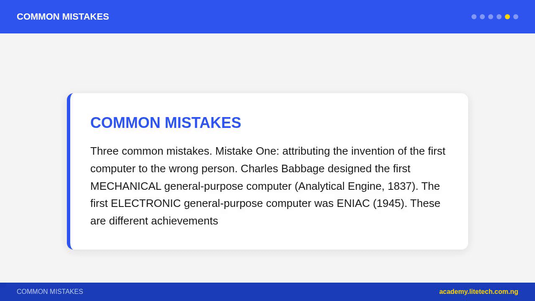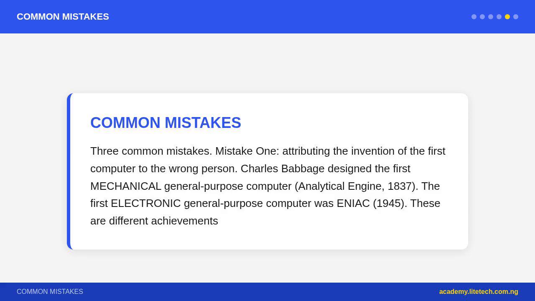3 common mistakes. Mistake 1. Attributing the invention of the first computer to the wrong person. Charles Babbage designed the first mechanical general-purpose computer, the analytical engine, 1837. The first electronic general-purpose computer was ENIAC, 1945. These are different achievements by different people in different centuries.